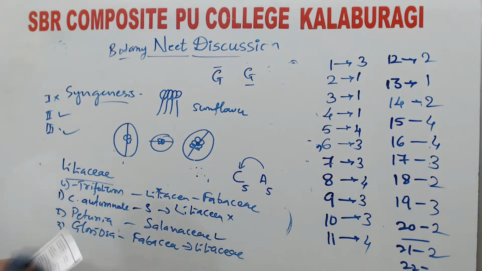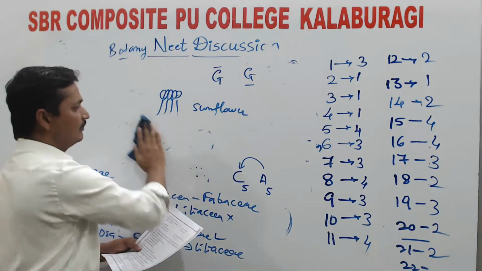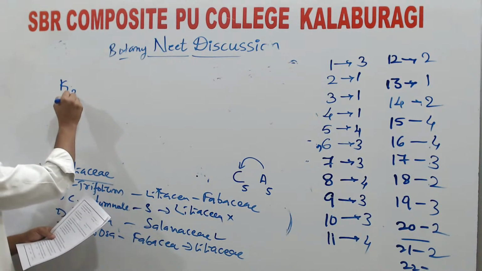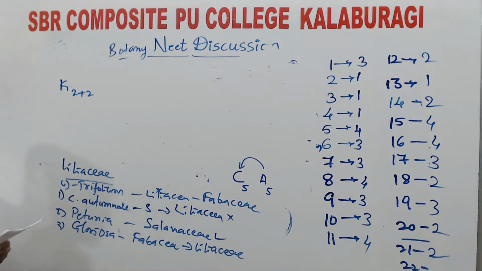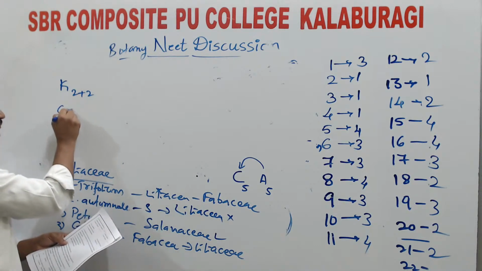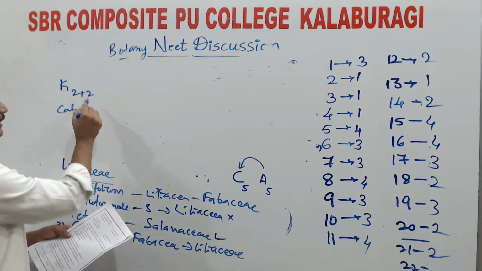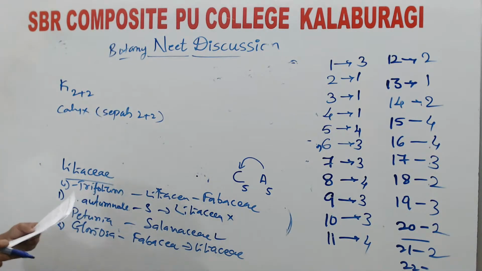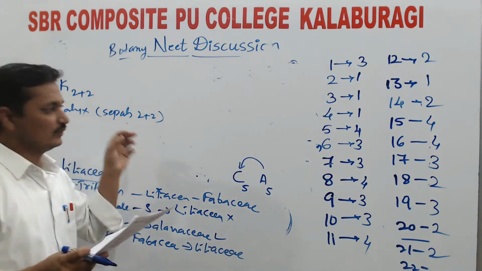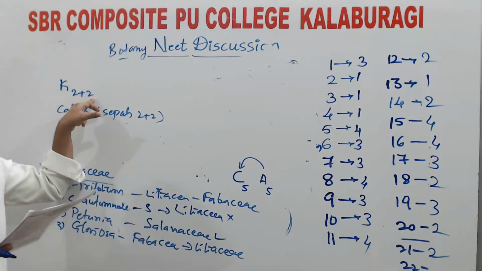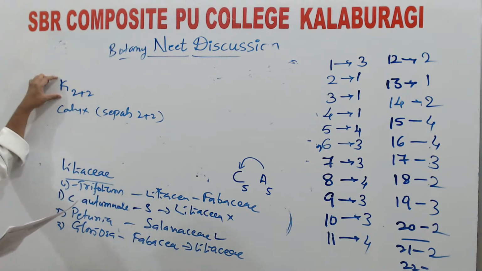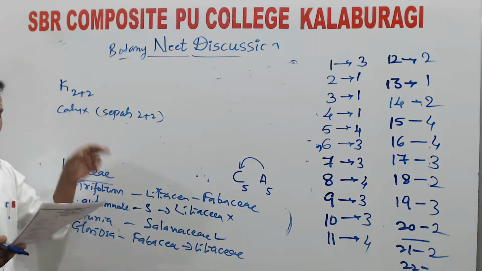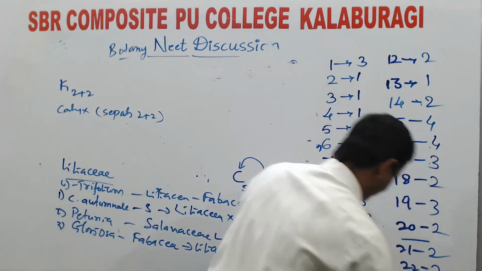Question number 22. Here they mentioned K2 plus 2. What it indicates? K is for calyx, and this 2 plus 2 are the sepals of the calyx, means 2 plus 2 sepals. So the first option, 4 sepals in 2 whorls, 2 inner and 2 outer. It is the floral formula member of mustard. So first option is correct here.